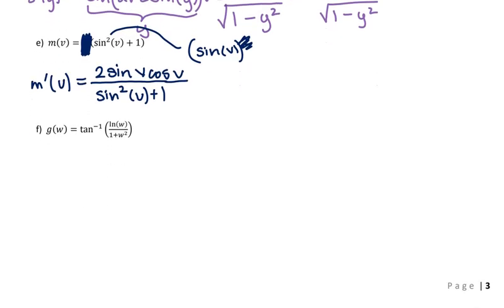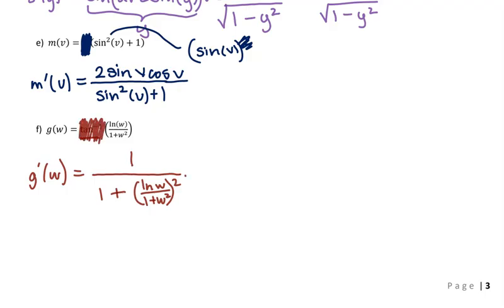Okay, last one, we have a quotient rule inside of a chain rule. So we're going to start with the outer function arctan, g prime of w. Okay, and the shortcut for arctan is 1 over 1 plus stuff squared. And for us, the stuff is natural log of w over 1 plus w squared. And then we need to chain out the derivative of the inside function. So we've dealt with arctan, but we haven't dealt with the natural log w over 1 plus w squared.